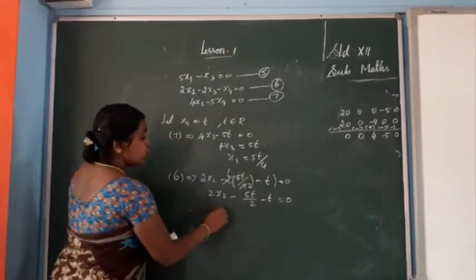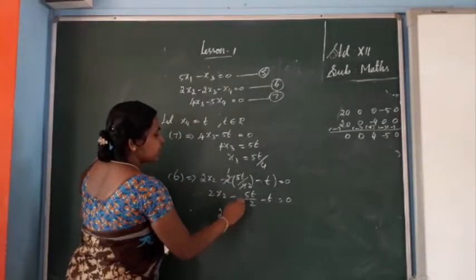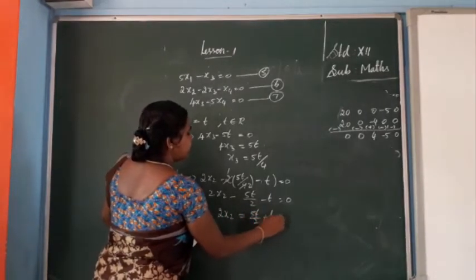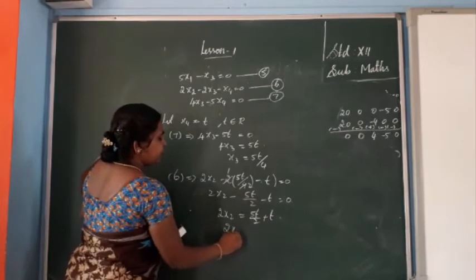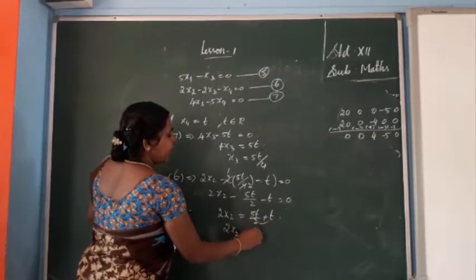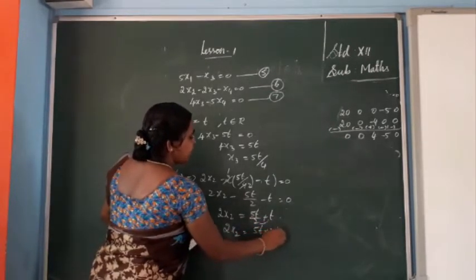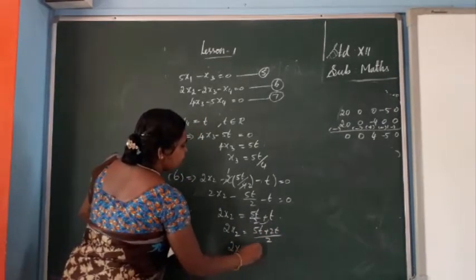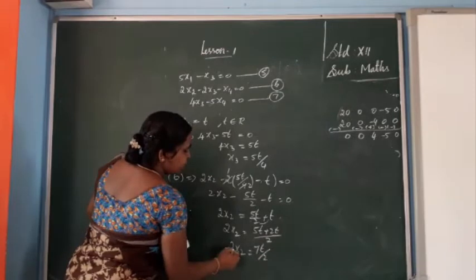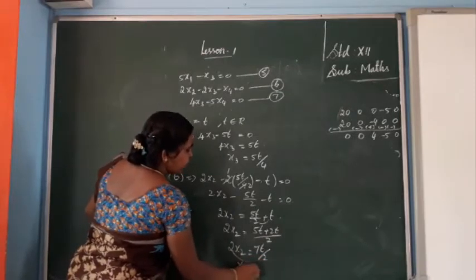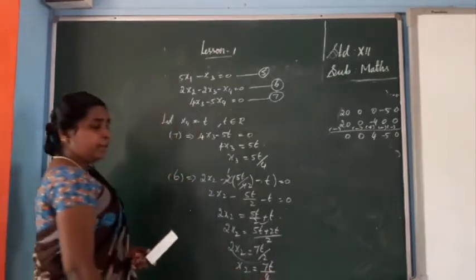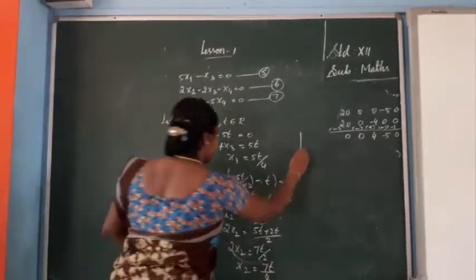Okay, next step. 2x2, so we take right hand side: 5t by 2 plus t. So 2x2 equal to, take LCM, so 5t plus 2t by 2. So 2x2 equal to 7t by 2. 2 you take right hand side. What you get? x2 equal to 7t by 4. Okay, 7t by 4.